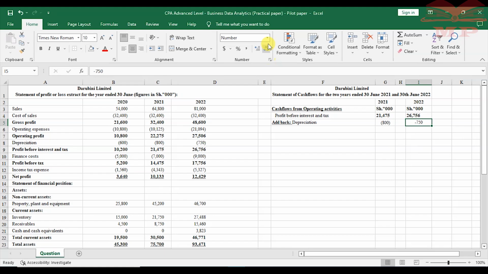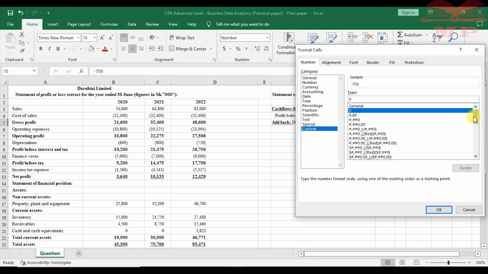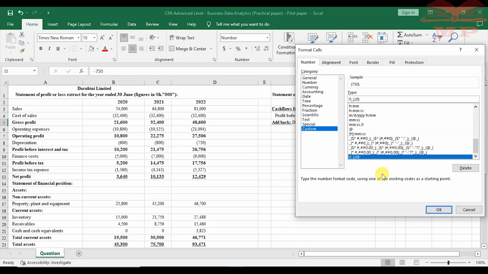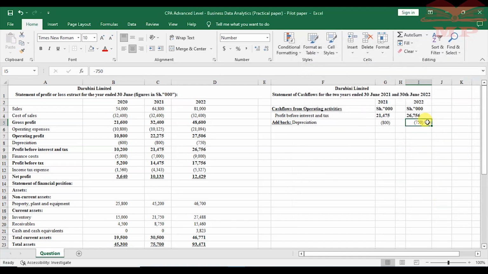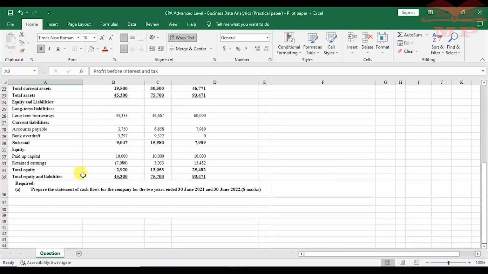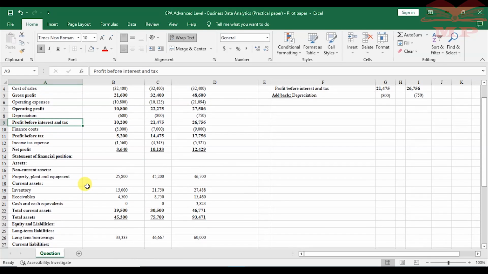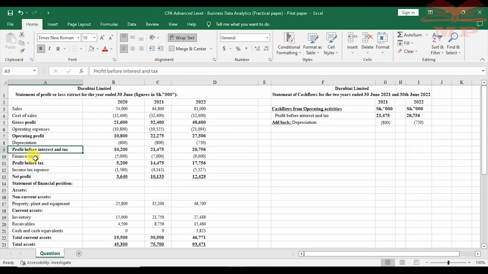So I'll adjust this. More number formats. I'll go to custom, scroll down, and find the one that is exactly showing that, which is here. I'll click on it, and of course you can see it's in brackets now. So you add back depreciation. You check for any other thing to add back, if at all given in the additional information. There was nothing like that. Of course, for profit before interest and tax, it means finance cost is yet to be deducted. Tax expense is also yet to be deducted. So you won't adjust for those.